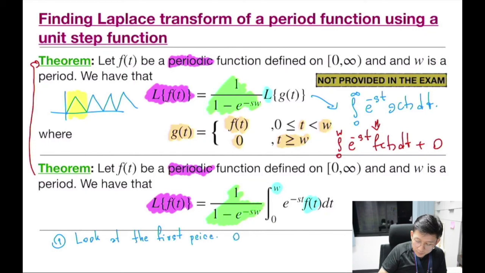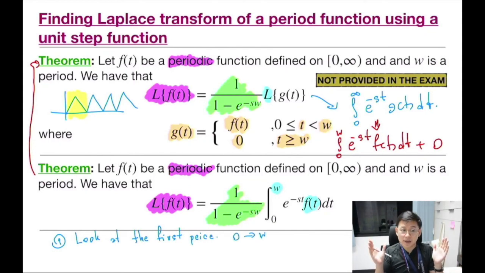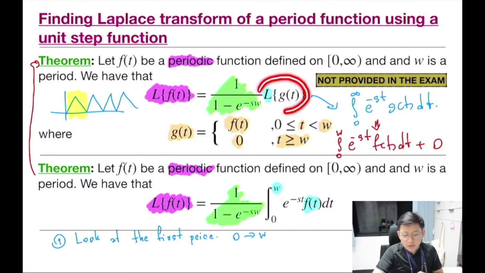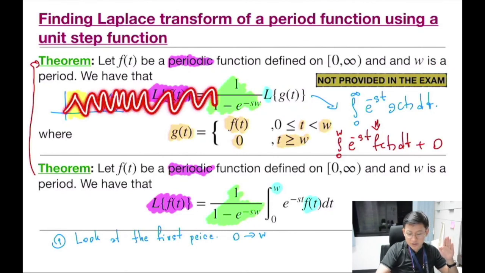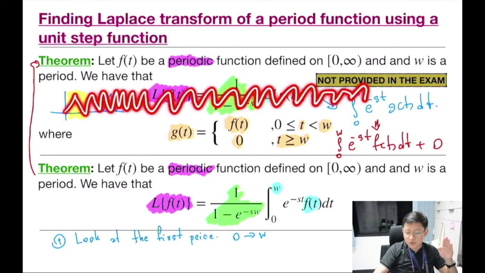Okay, from 0 to w. That is the first piece. And then you just find the Laplace transform of the first piece. Make sense? This Laplace transform is periodic and it goes on and on.